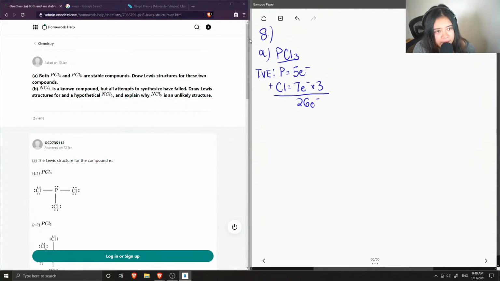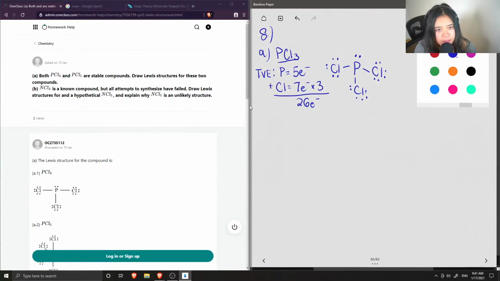So now let's show phosphorus as our central atom with the 3 single bonded chlorines attached. And I'll also show all of the lone pairs on my chlorines as well. And if we count out all the electrons in this structure, we only have 24 out of the 26. Each bond has 2 bonded electrons, so we just need 2 more electrons, and they can go on our central phosphorus atom. Okay, so this is the structure for PCl3.